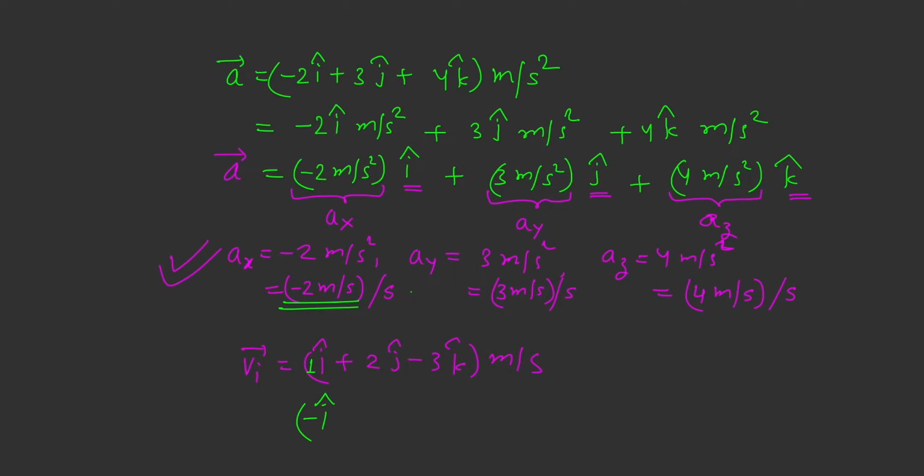Minus i cap. And in the y direction the velocity will change by 3 meter per second. It already has 2 meter per second, so after changing it by 3 meter per second, 2 plus 3, it will become 5 meter per second. And in the z direction the initial velocity is minus 3, and it will change by 4 meter per second in 1 second. So initial is minus 3, and you make a change of plus 4, so minus 3 plus 4 is plus 1, so it will be simply k cap meter per second. So this will be the final velocity of the object.